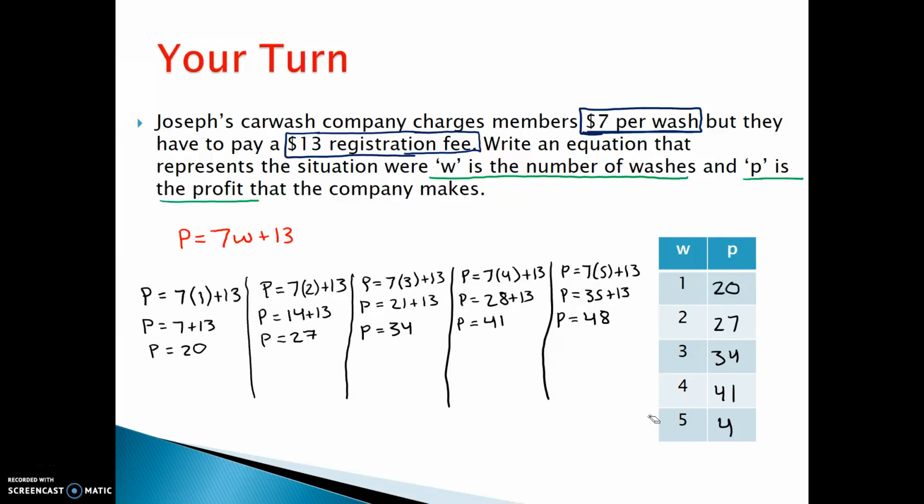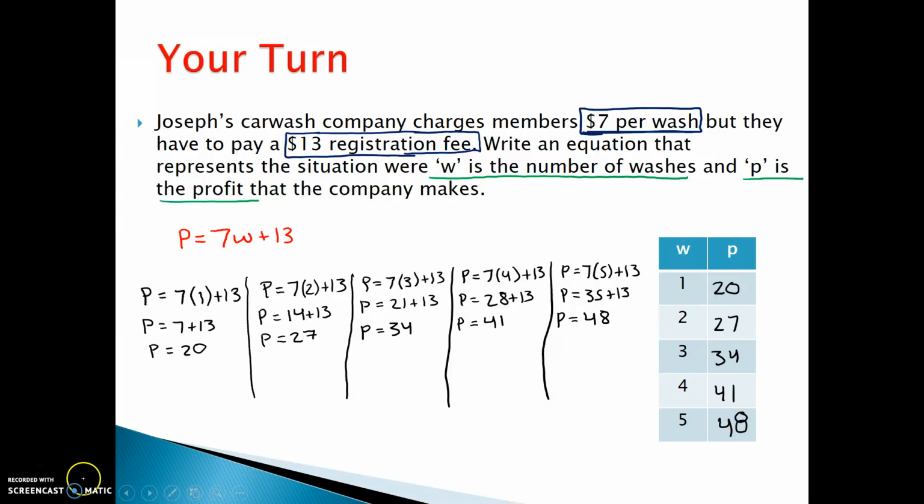Okay, so again, this is the second big idea. As I mentioned, can you write the equation, and then can you also complete a table of values and understand what it's saying? So again, if I ask you, how much have they made after 3 washes? They made a total of $34. If I ask you for 6 washes, then you'd have to extend and go on to 6. Oops, I don't know why it's missing the 48 there.